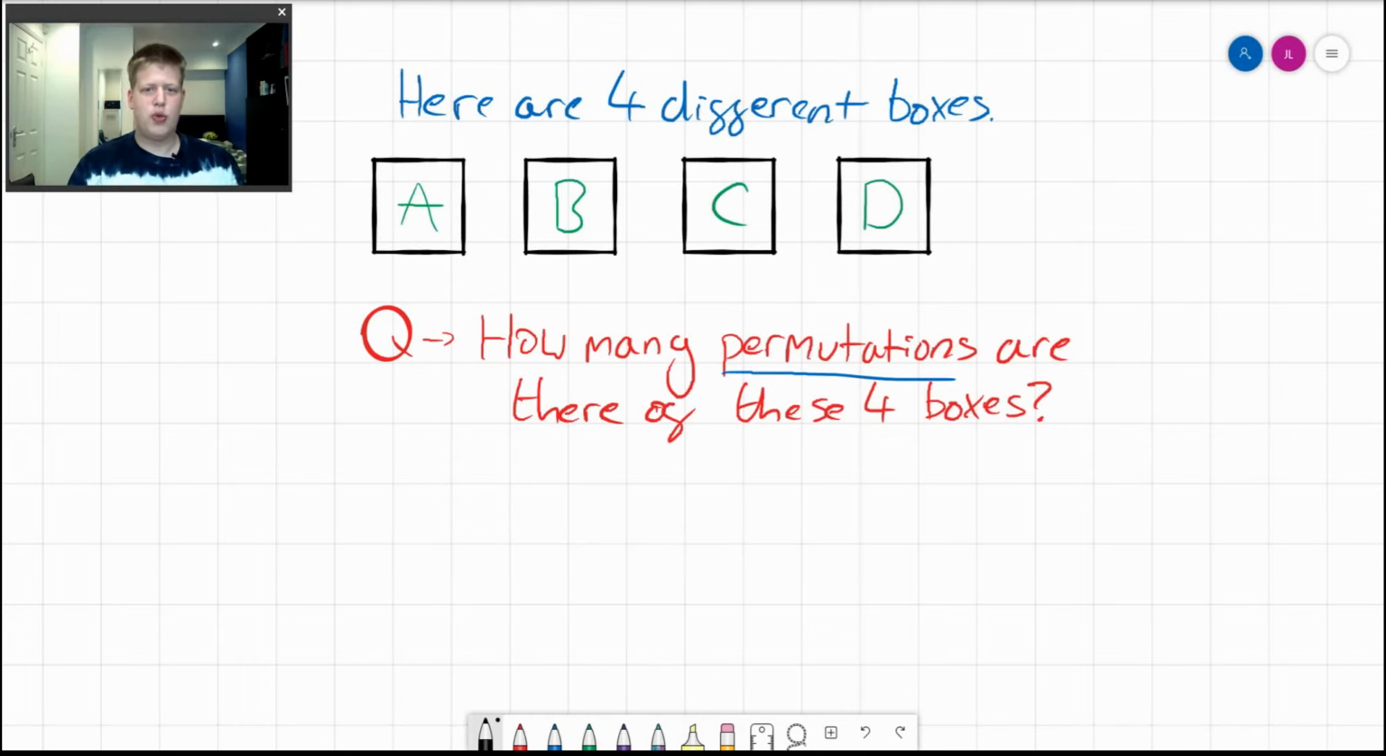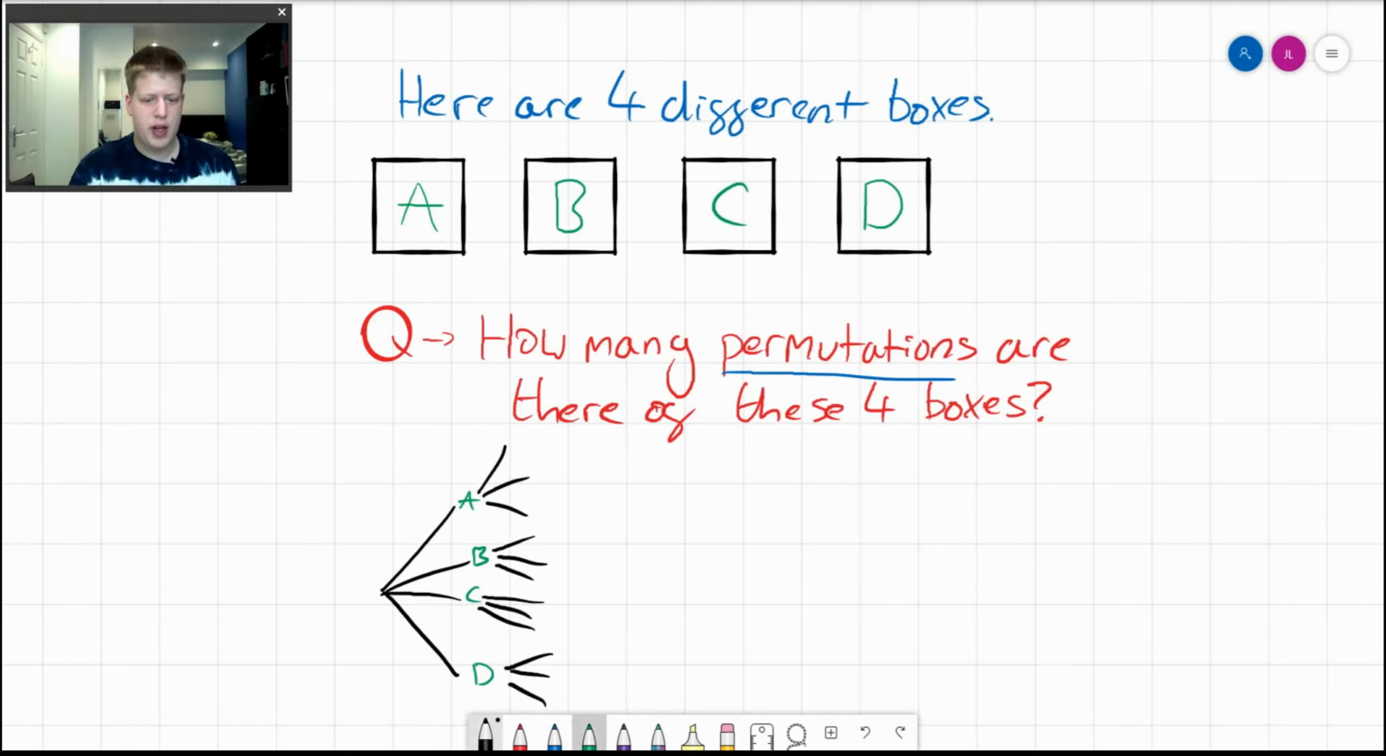Instead of counting them all out, there's a much quicker way of doing it. Let's have a think. For the first box, the first space, there are 4 different options we could take. We could take box A, we could take box B, box C, or box D. Now for each of these 4 to fill the second box in, there are 3 more options. So for example for A, the second box could either be B, C or D. This one could be A, C or D, this one could be A, B or D, and this one could be B, C or D. You can already see there are lots of options.